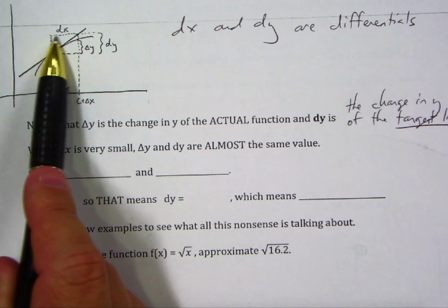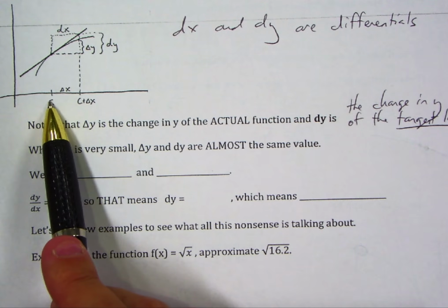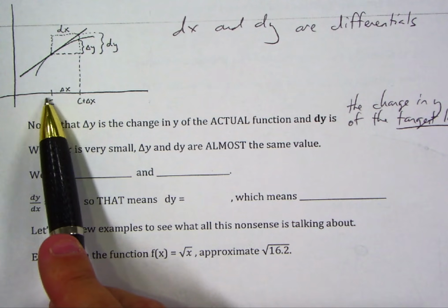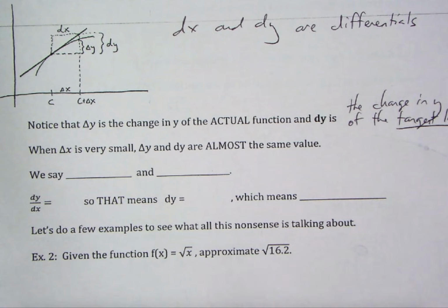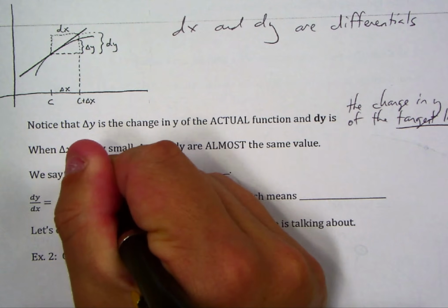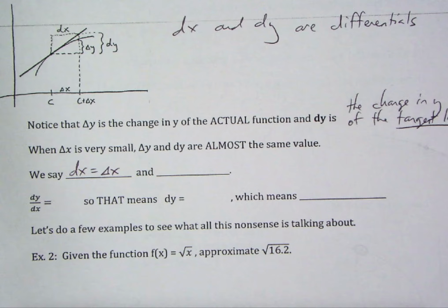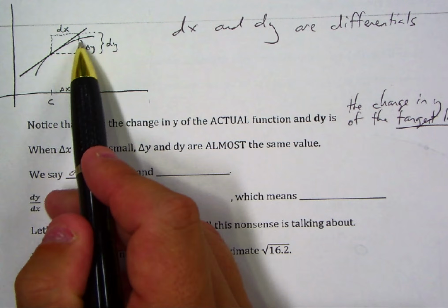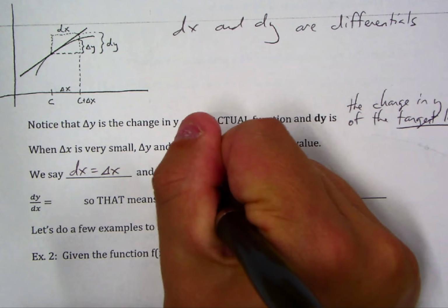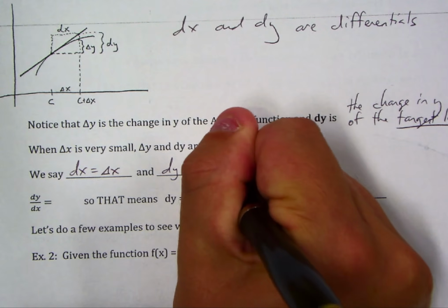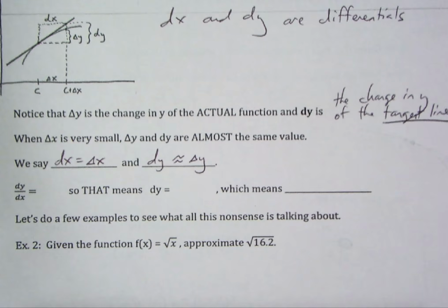Delta x and dx are the same exact value. We're going over some x amount from c, and whether we go over that x amount on the function or the line, they're the same exact things. Dx is equal to delta x. They mean the same exact thing. Dy and delta y are almost the same value. So we say dy is approximately delta y. They're almost the same.